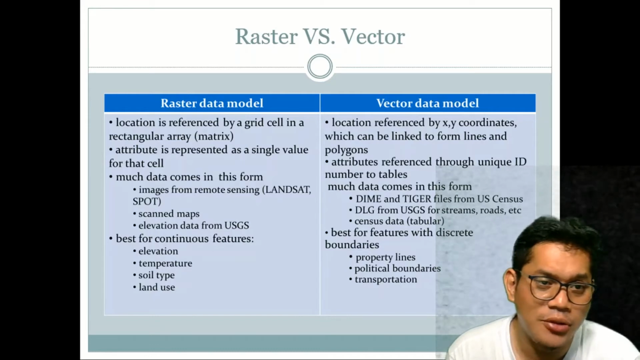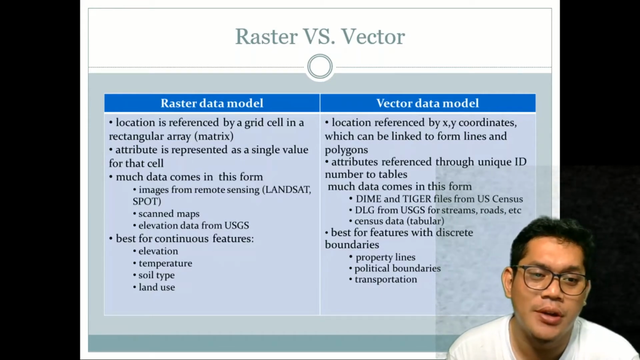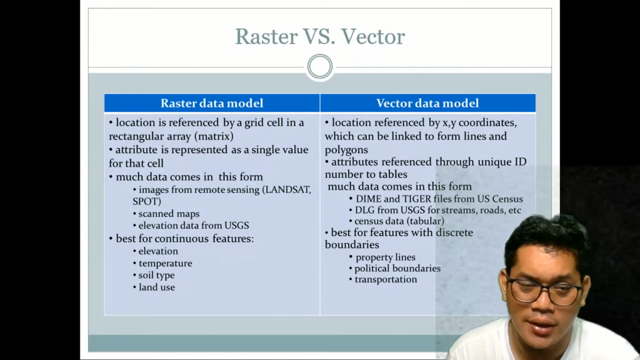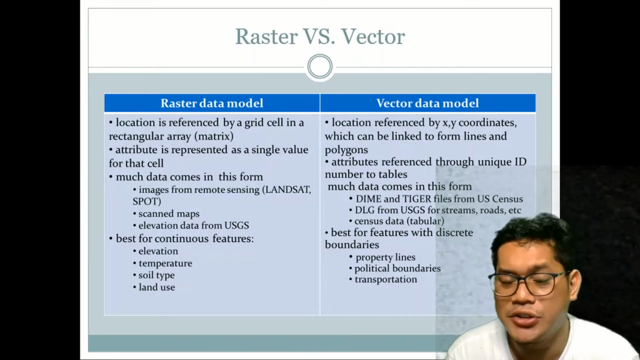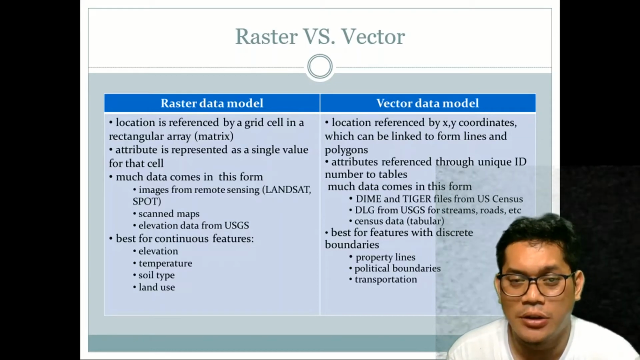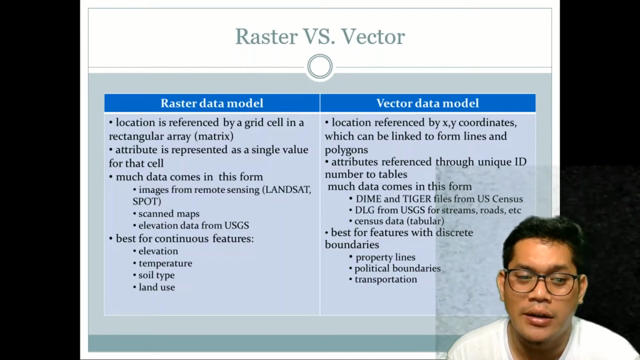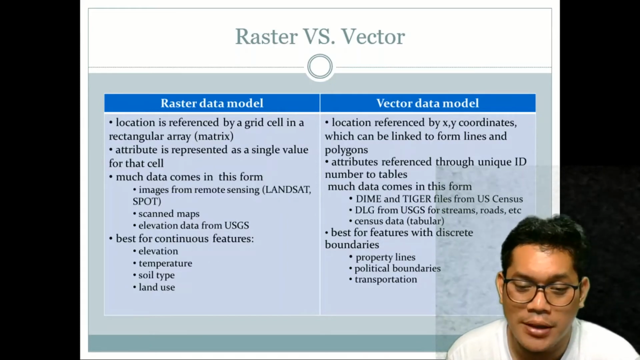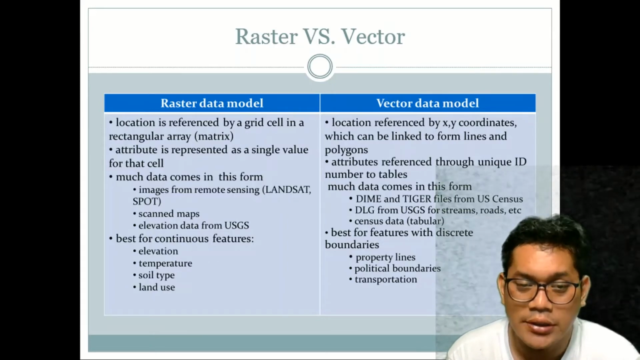For the raster data model, we try to look into the attributes. In the raster data model, the attribute is represented as a single value for the cell. Therefore, it requires us to have the legend of the class to explain the values that are kept in the raster data grid.